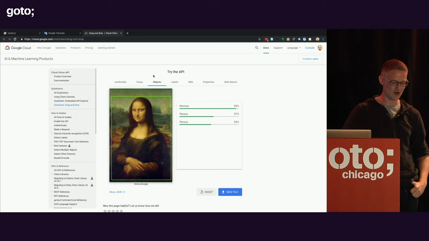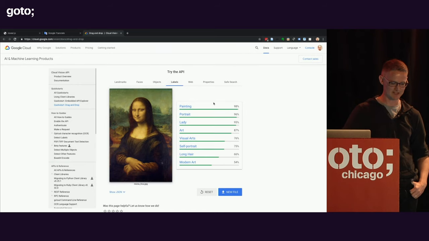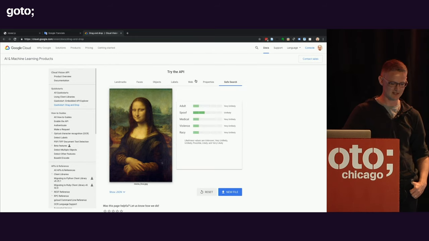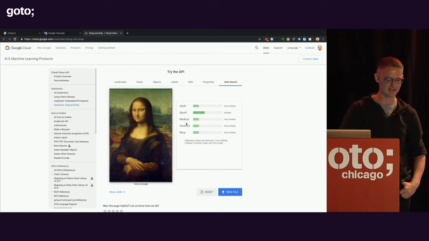I like that when you go to the objects, it realizes it's a woman, but only with 95% accuracy, so it might not be. Also, it's a person twice, but with 57 and 53%. We've got a couple of others. The labels, I think they're probably okay. And what else have we got? Oh, here we go, the safe search as well. It's basically very unlikely for everything, but it might be a spoof.